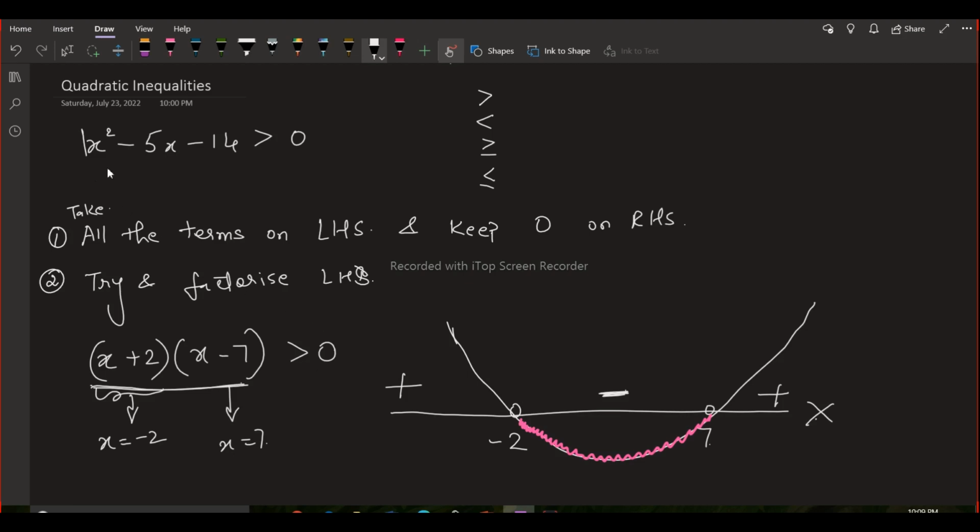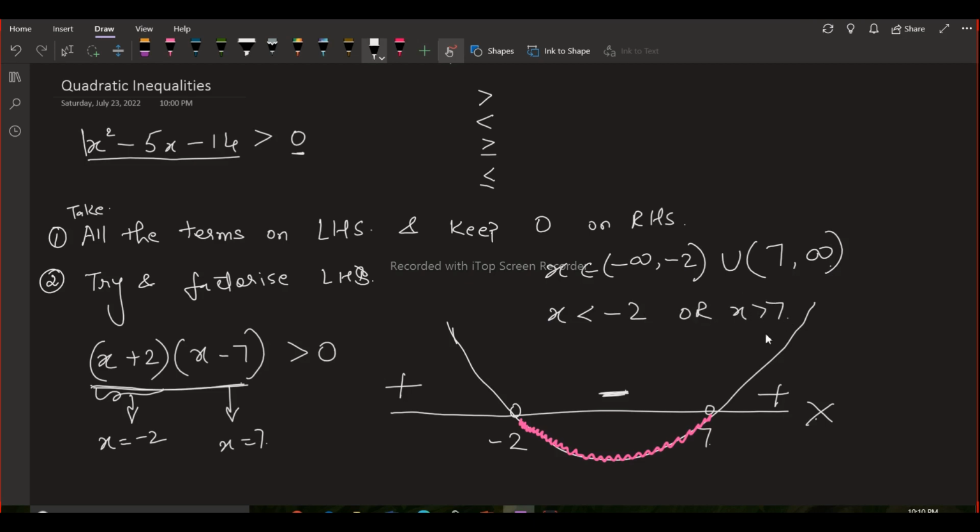So he's asking you, when will this quadratic expression be greater than 0? My answer for this question will be x should belong to, this is the symbol for belong to, x should belong to minus infinity to minus 2. This is one of the answers. Union, the other answer is 7 to infinity. Or I can write this as x less than minus 2 or x greater than 7. So hope you understood how you solve the quadratic inequality. Let's try one more question.